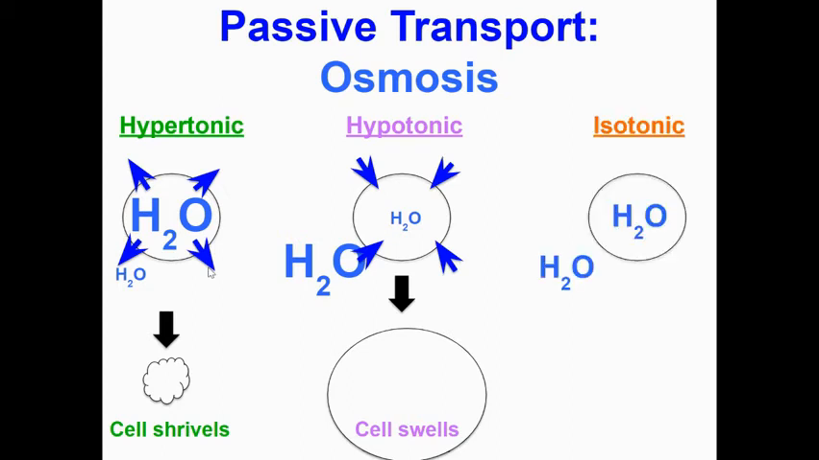Isotonic is where there's the same concentration of water inside versus outside. And so water will still flow in and out of the cell, but in equal amounts. So the amount flowing out and the amount flowing in will balance each other out, and everything will be the same. The cell will stay the same.